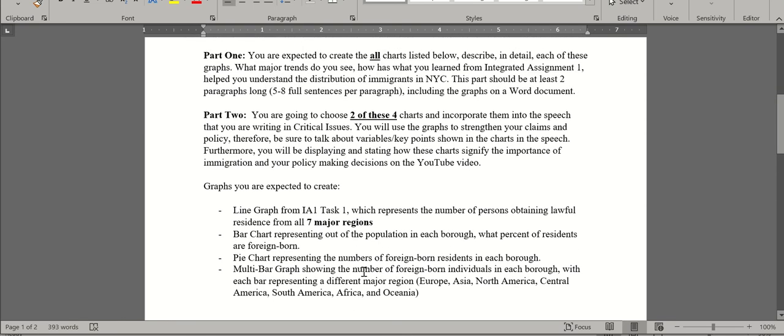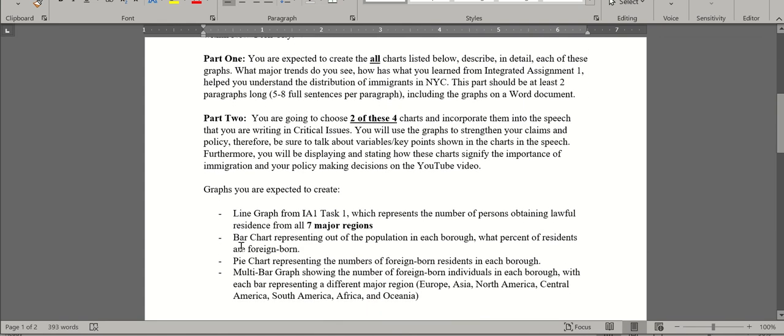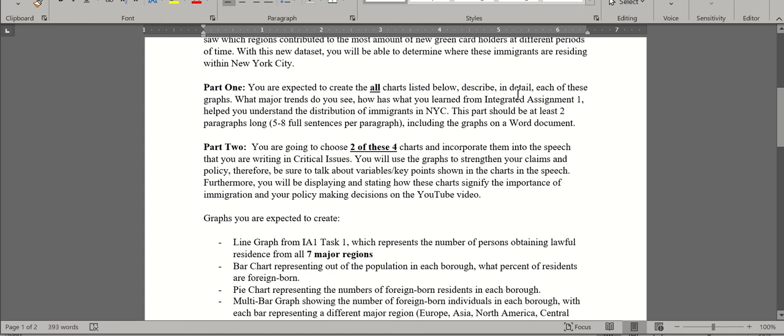Remember, for part 1, you're expected to create all of these charts. If you haven't created the first one from integrated assignment 1, do that. You're going to describe each one of them in detail. What are you seeing? What are the trends? And how has what you learned from integrated assignment 1 helped you understand distribution? There should be 2 paragraphs, 5 to 8 sentences per paragraph, and include your graphs in the Word document.